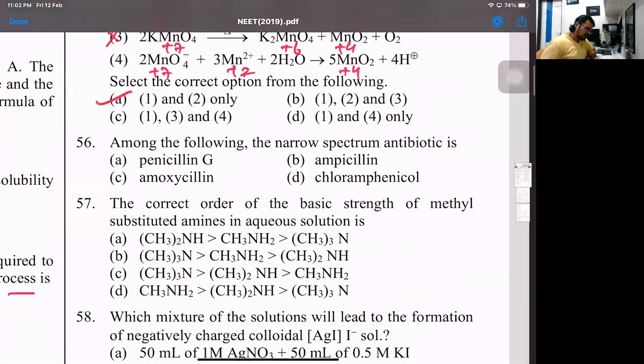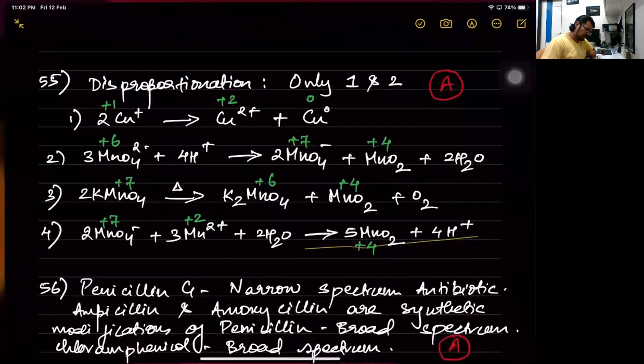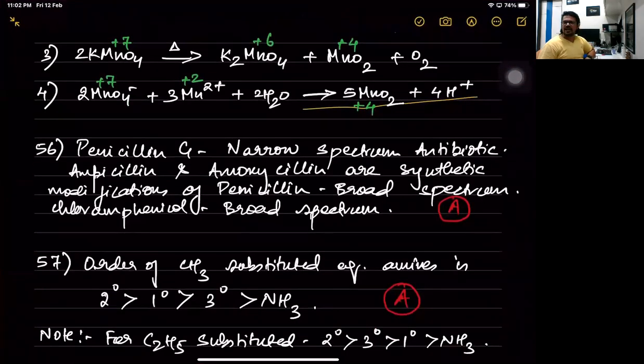Then 56th one, among the following, the narrow spectrum antibiotic is. This is from the everyday life chapter. It's a one-liner there. It's only penicillin G, which is narrow spectrum. Otherwise, ampicillin, amoxicillin are synthetic modifications or synthetic derivatives of penicillin, and ampicillin, amoxicillin, and chloramphenicol all are broad spectrum antibiotics. So 56 is A. See that part. Penicillin G, narrow spectrum. Ampicillin, amoxicillin are synthetic modifications of penicillin. Remember that? And all are broad spectrum there.